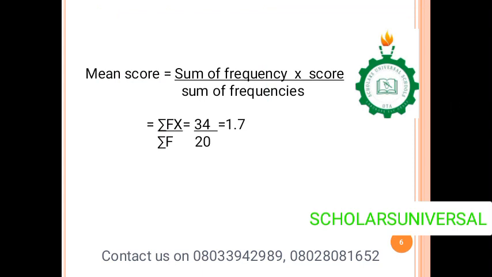So the mean score will now be the sum of the frequency times the score over the sum of frequency, that is summation fx over summation f. This symbol here is referred to as sum. So summation fx is equal to 34, while summation f is equal to 20. By the time you divide, you have 1.7.